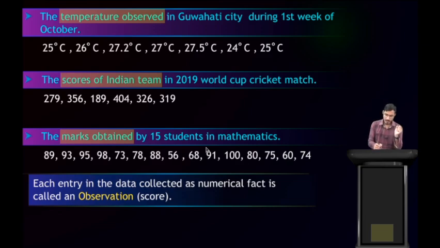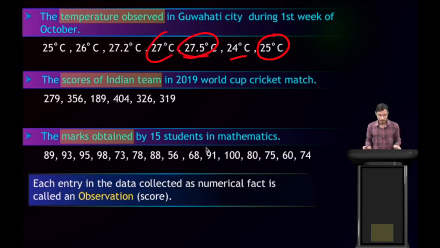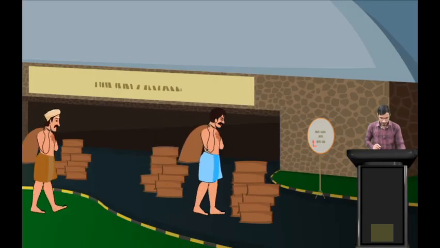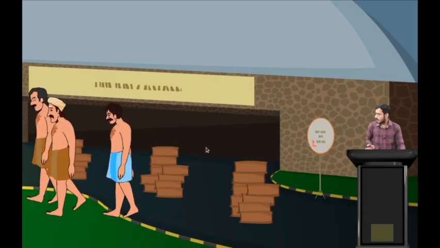Okay, now like 25 degrees Celsius is one observation here, second observation, third observation, and so on. Similarly 319 is one observation, 326 second observation, third, fourth, fifth, and sixth observations are here. So each entry in the data collected as numerical fact is called an observation or score. Okay. Now here let's see more examples.